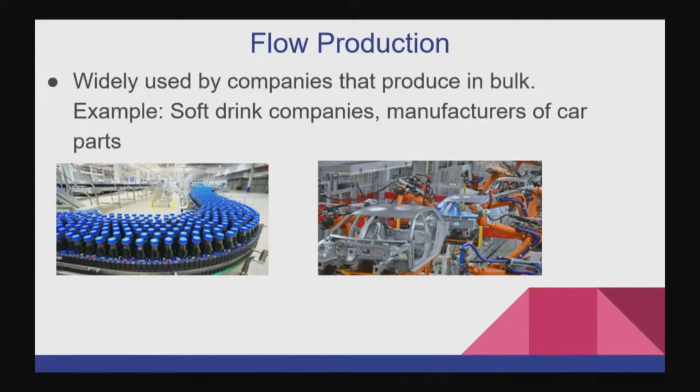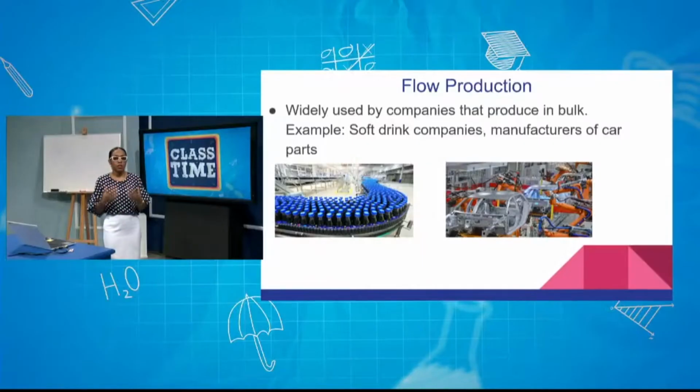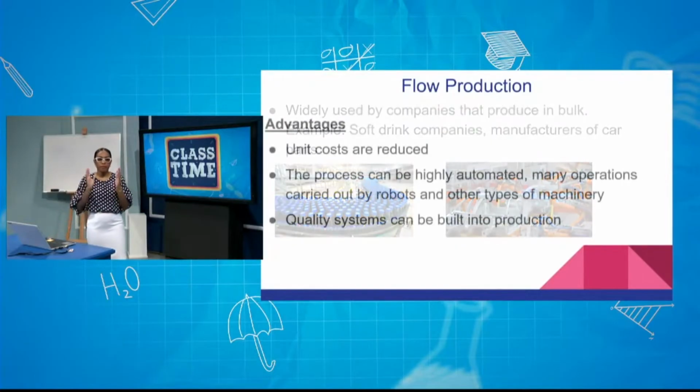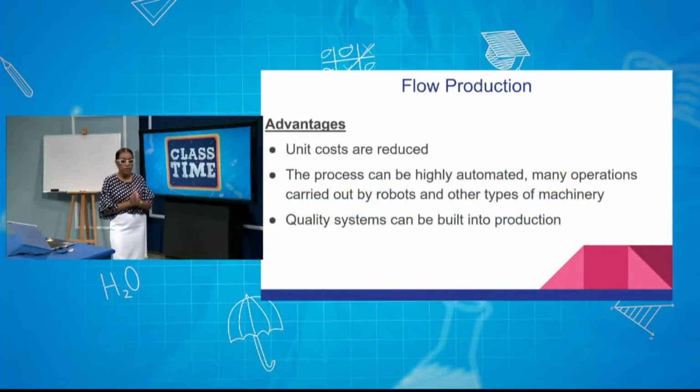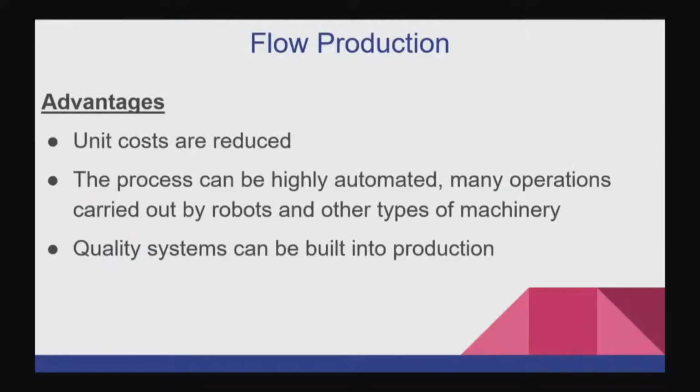So because this is a lot of goods now that you're producing in the factory, it's going to fall under flow production. So please bear that in mind. Vast amount of goods, flow production. Let us look at some advantages.